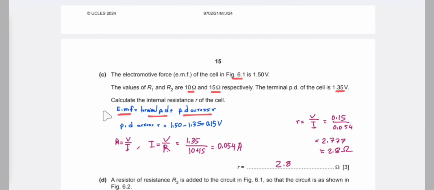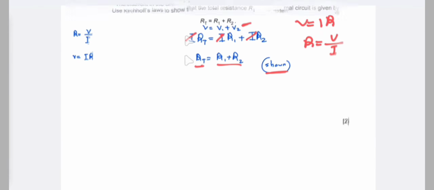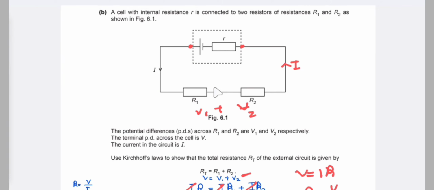So you have to remember the equation: EMF is equal to terminal potential difference plus the potential difference across the internal resistance. The EMF of the cell is equal to the terminal potential difference plus the potential difference across the internal resistance. And what is terminal potential difference? Terminal potential difference is the total potential difference across the terminals of the cell.